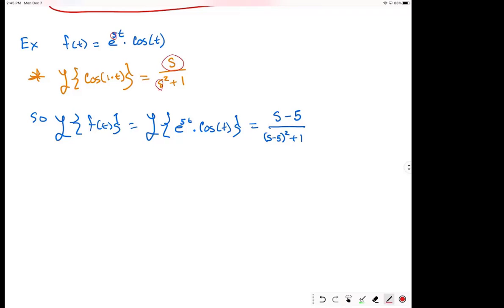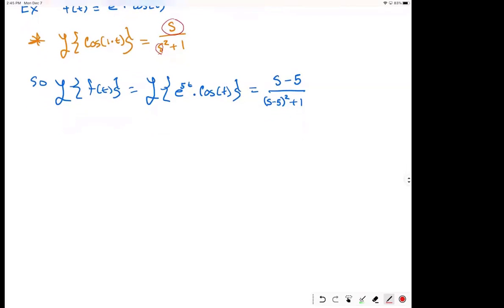And so the first shifting theorem allows us to take reasonably complicated functions of t and transform them easily into this Laplacian space. Let's do another example.